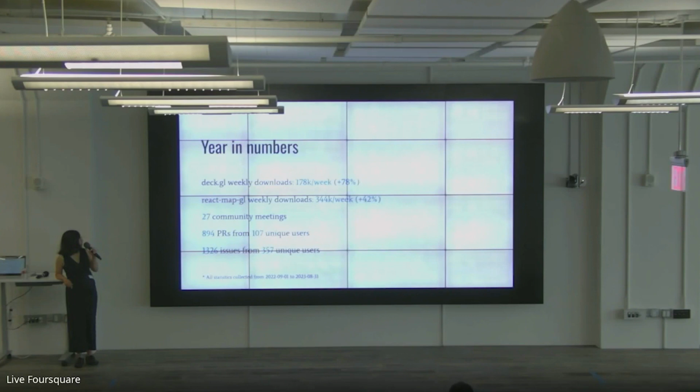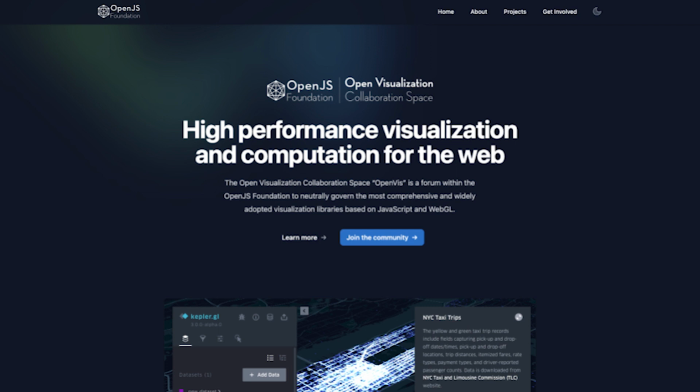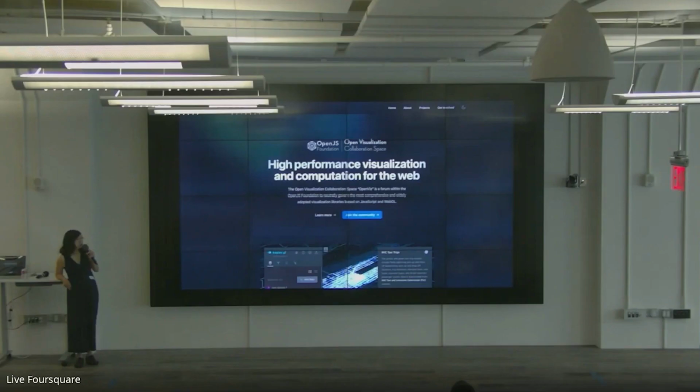We've had almost 900 PRs from over 100 unique users, and even more community members participating in reporting issues and discussing the usage. And these are all wonderful contributions that help us understand what you are using it for and how we can do better. We have a new website for the OpenJS Open Visualization workstream. This is at openvisualization.org. You can go check it out.